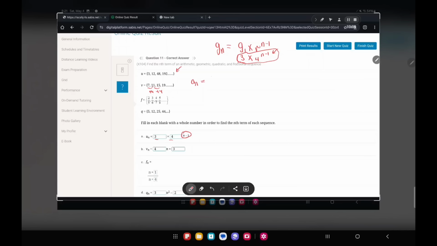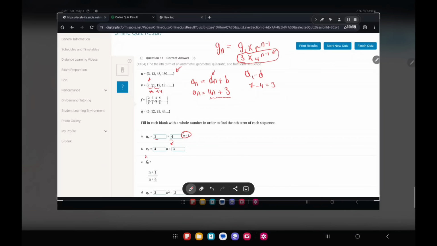And for an arithmetic progression, it's always dn plus b, right? The difference d in this case is 4, so an equals 4n plus b. And b is always a1 minus d, right? So our a1 is 7 and d is 4, so 7 minus 4 is 3, so my b is 3. So my arithmetic progression an is 4n plus 3.